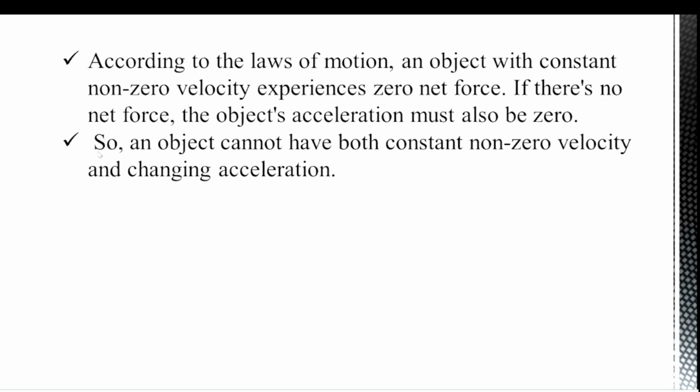According to the law of motion, an object with constant non-zero velocity experiences 0 net force. If there is no net force, the object's acceleration must also be 0. So an object cannot have both constant non-zero velocity and changing acceleration. Great. Number 6. It deals with uniform circular motion.